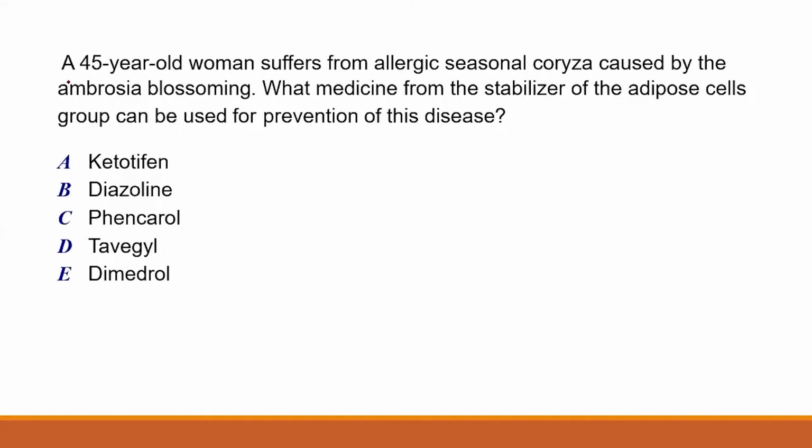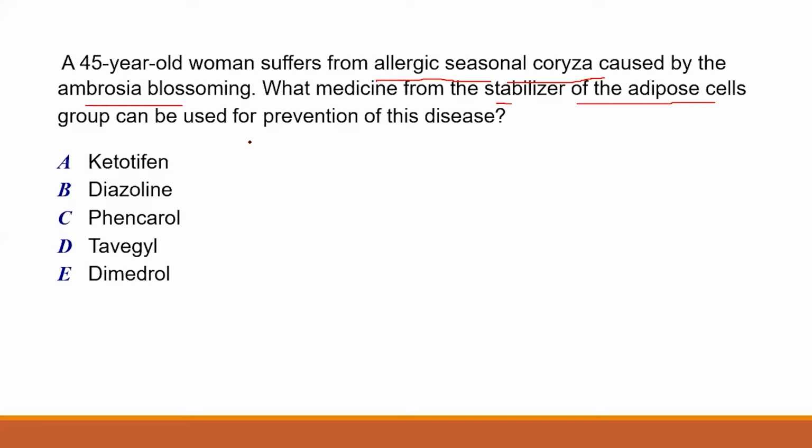So let's continue. We have a 45-year-old woman suffering from allergic seasonal coryza. So this person is suffering from allergies. So what do you need? You need an antihistamine, right? This is caused by Ambrosia blossoming. What medicine from the mast cell stabilizer group can be used for the prevention of this disease? So again, you are looking for an antihistamine drug.